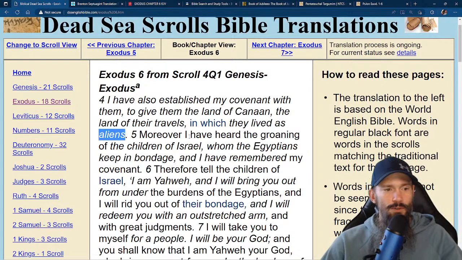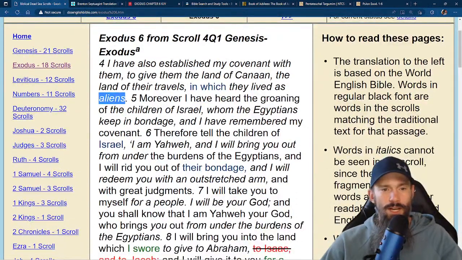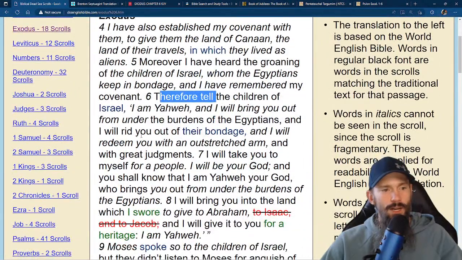Moreover, I have heard the groanings of the children of Israel, whom the Egyptians kept in bondage, and I have remembered my covenant. Therefore, tell the children of Israel, I am Yahuwah, and I will bring you out from under the burdens of the Egyptians, and I will rid you out of their bondage, and I will redeem you with an outstretched arm and with great judgments.